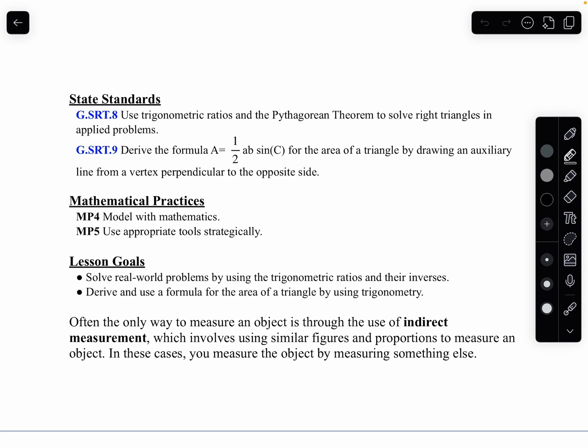We can't measure everything, so we'll use indirect measurement. Your GPS is an example of indirect measurement. They're not taking out a ruler and measuring the distance. They're looking at different things and areas to measure, and then they apply that to the actual problem.